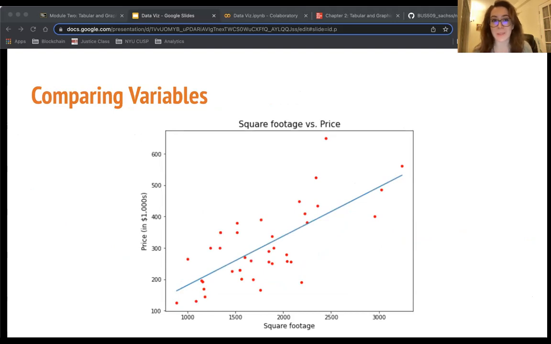Let's consider the following example from our selling price of houses data. What if we wanted to analyze how to optimize renovations for houses to increase the total selling price?